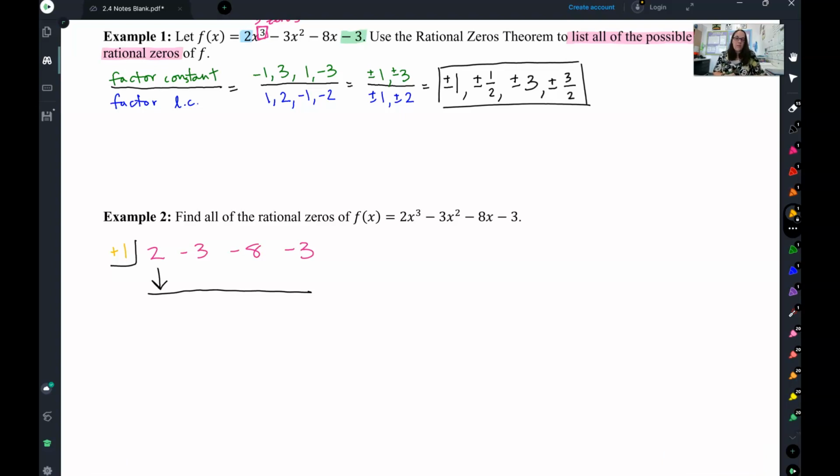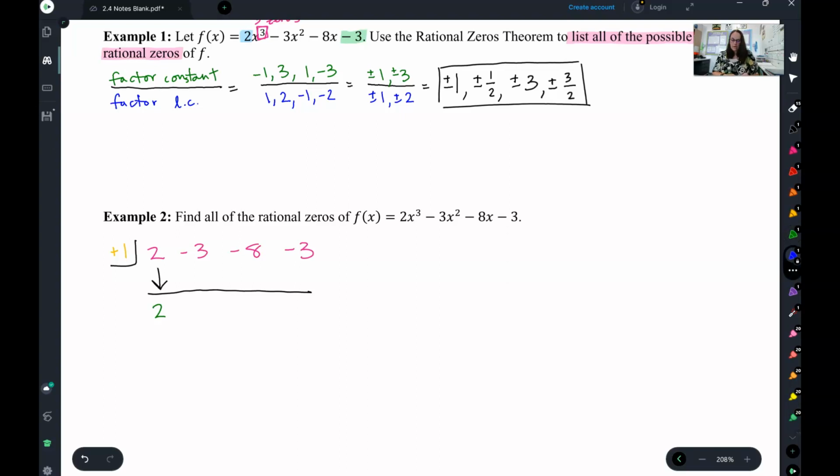And we're going to do our synthetic division here and see if we have a remainder of 0. If we have a remainder of 0, that means this is a 0. This is a factor. That box number works. If not, we check it out and we try a new one until we find one that works.